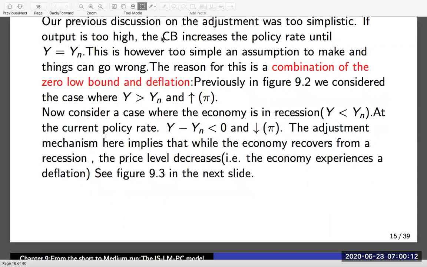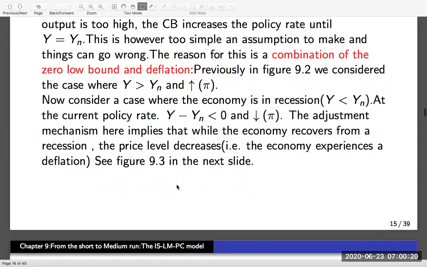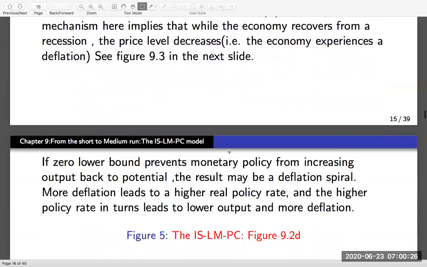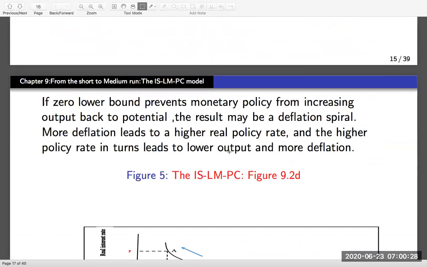Inflation is falling. So the adjustment mechanism here implies that while the economy recovers from recession, the price level decreases, i.e. the economy experiences deflation. That is not very realistic, right? If the zero lower bound prevents monetary policy from increasing output back to potential, the result may be a deflation spiral. So that is one of the biggest problems when you have a zero lower bound interest rate.